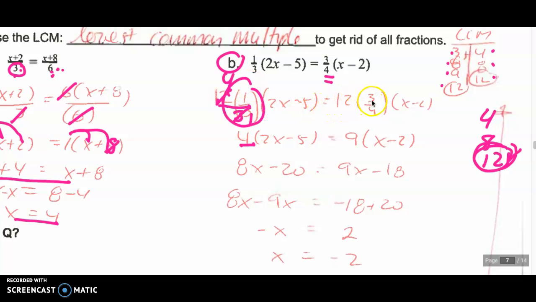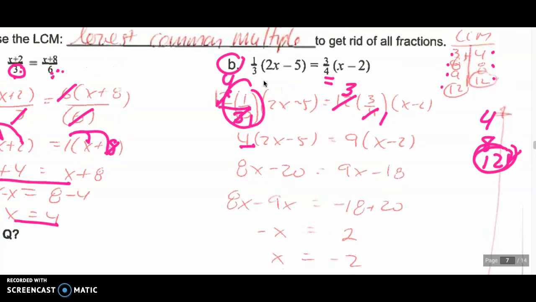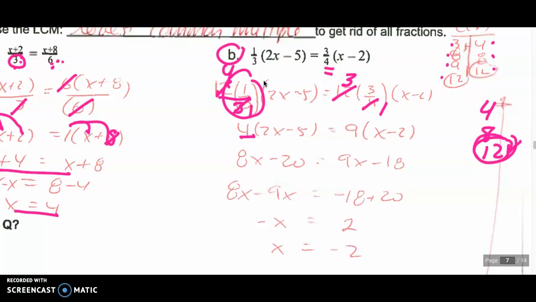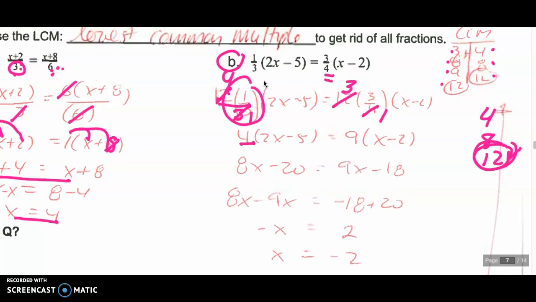Here I have 12 times 3 divided by 4. So here and here, this will be 3, this will be 1. Okay, so that's one way to do it, and then you go ahead and you work your way through. Another way to do it is to actually just drag these denominators across. Okay, so you end up in the same spot, and I just want to show you that right here.